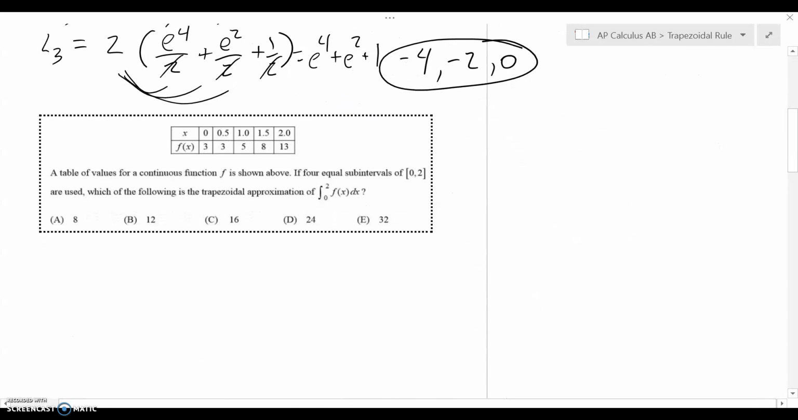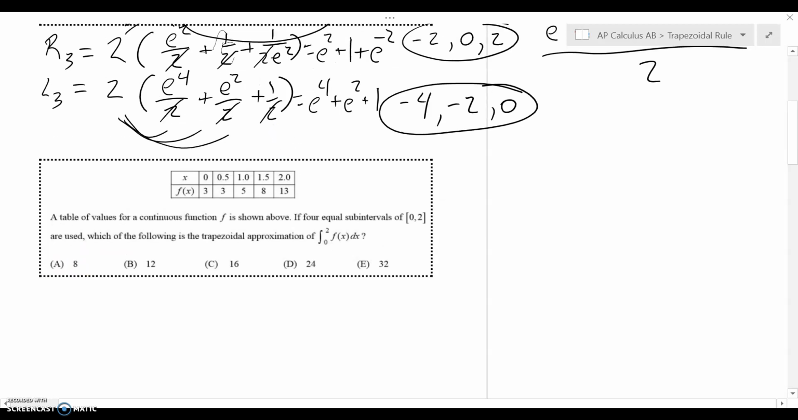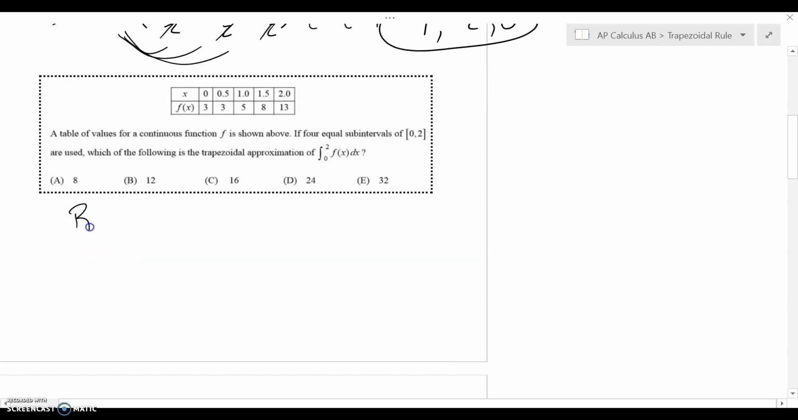Another way is to give you a table of values. And in this case, they're giving us a table of values for equal subintervals from 0 to 2. What's the trapezoidal approximation of x dx? So we're going to do our left edge and we're going to do our right edge. Let's go right edge. We're going with 4 subintervals, so these each have a width of 0.5. And our left is also going to have a width of 0.5.